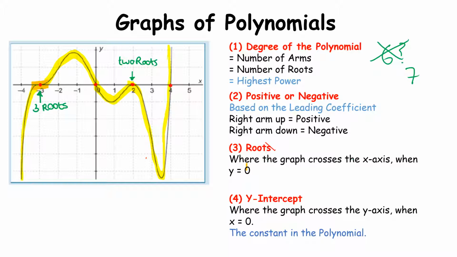So what I'm talking about here is I have an x to the power of 7. My right arm is up, so I have positive graph. My roots, so I have a lot of roots this time. I have x minus 3. Sorry, x equals minus 3. Let me rub that out and start again. So, sorry, I have x equals minus 3. I have x equals minus 3. I have x equals minus 3. So that's 3 roots at that point.